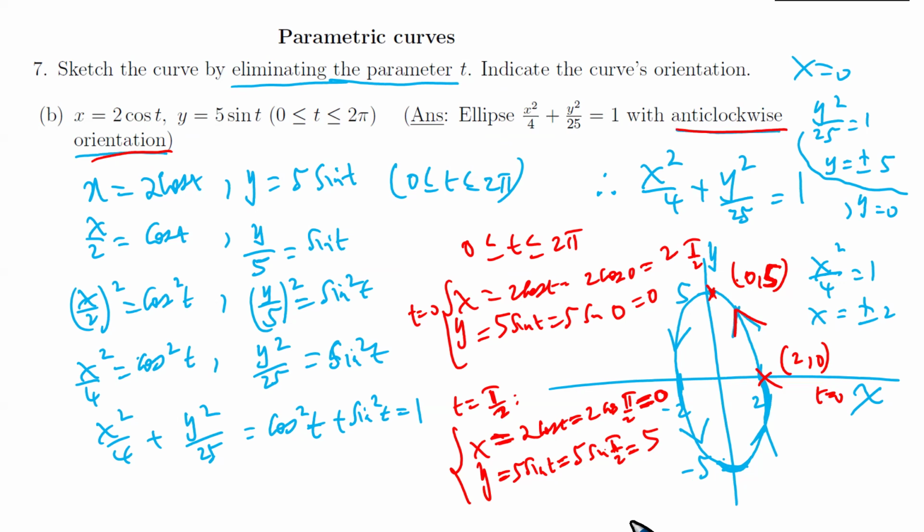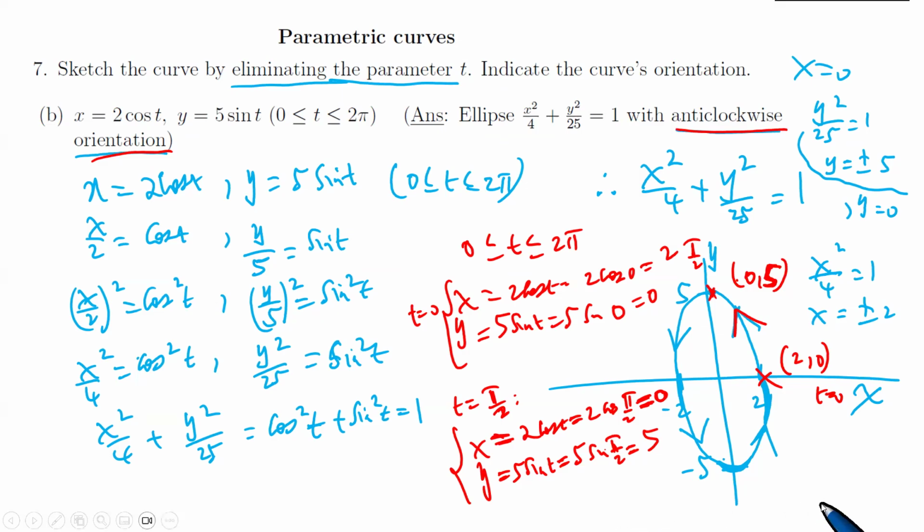Okay, make sure you understand that it has an anti-clockwise orientation. So it goes against the clock. It goes anti-clockwise because the clock runs from 12, 1, 2, 3, 4, 5, 6, 7, 8, 9, but this goes in the opposite direction.